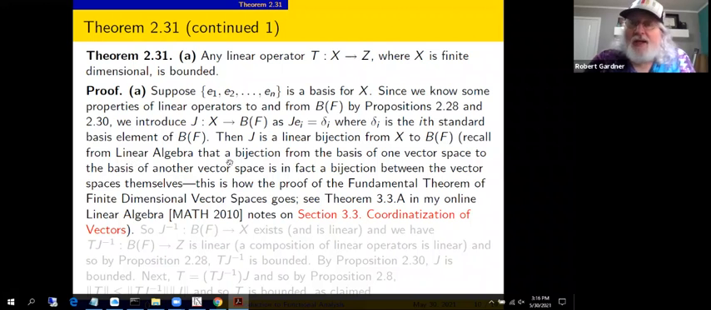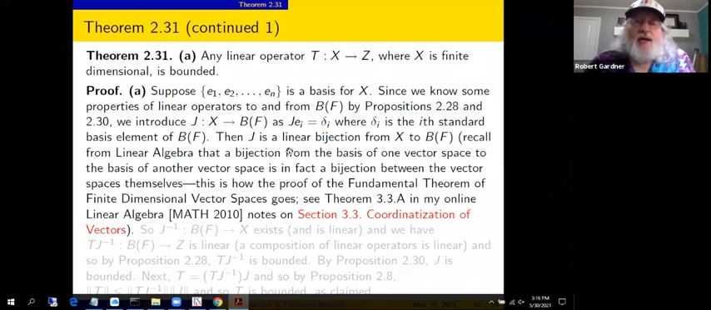Justified by the following recollection from linear algebra. A bijection from a basis of one vector space to the basis of another vector space, which is exactly what we have, is in fact a bijection between the vector spaces themselves. This is how the proof of what I call the fundamental theorem of finite dimensional vector spaces goes. More of that later. We'll look at some supplemental notes and talk about the fundamental theorem of finite dimensional vector spaces, which simply says if you have a dimension n vector space over the reals, you've got the vector space Rn, and that works for any field, in fact, Fn.